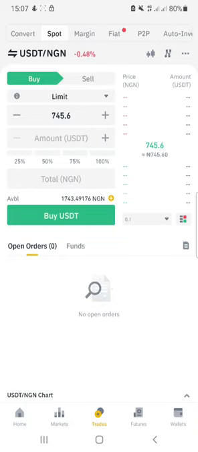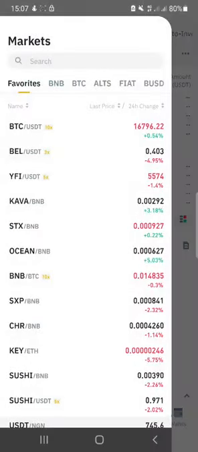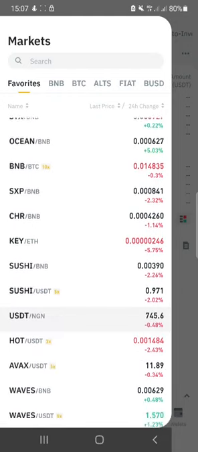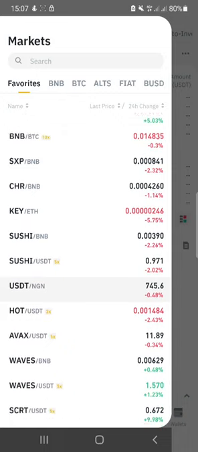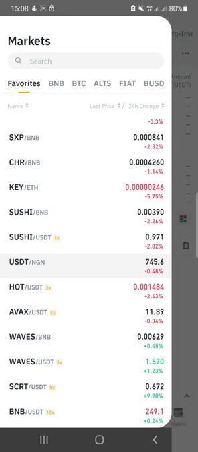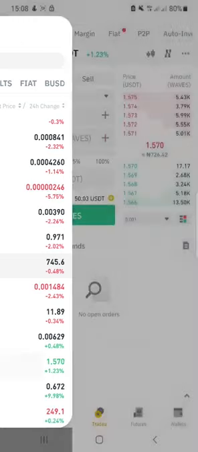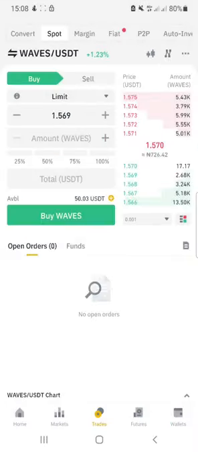The first thing we are going to do is click on this backward and forward arrow. When we click on it, we select the token we want to buy. Remember, I have dollars already. Now that I have dollars, I want to buy Waves. Now you can see WAVES/USDT, so let's click on Waves. Waves is trading at 1.569. That is the current price of Waves.